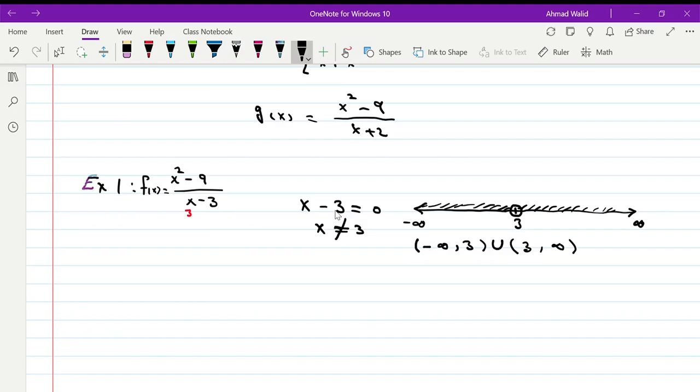Or if you want to write it in set notation, the domain of this function f is all values of x such that x cannot take 3. It's another notation. Usually students prefer this. I'll accept that. I like the way that you write it in function notation, correct? I'll accept that. But if you want to write it in set notation, I'll show you both. Correct?